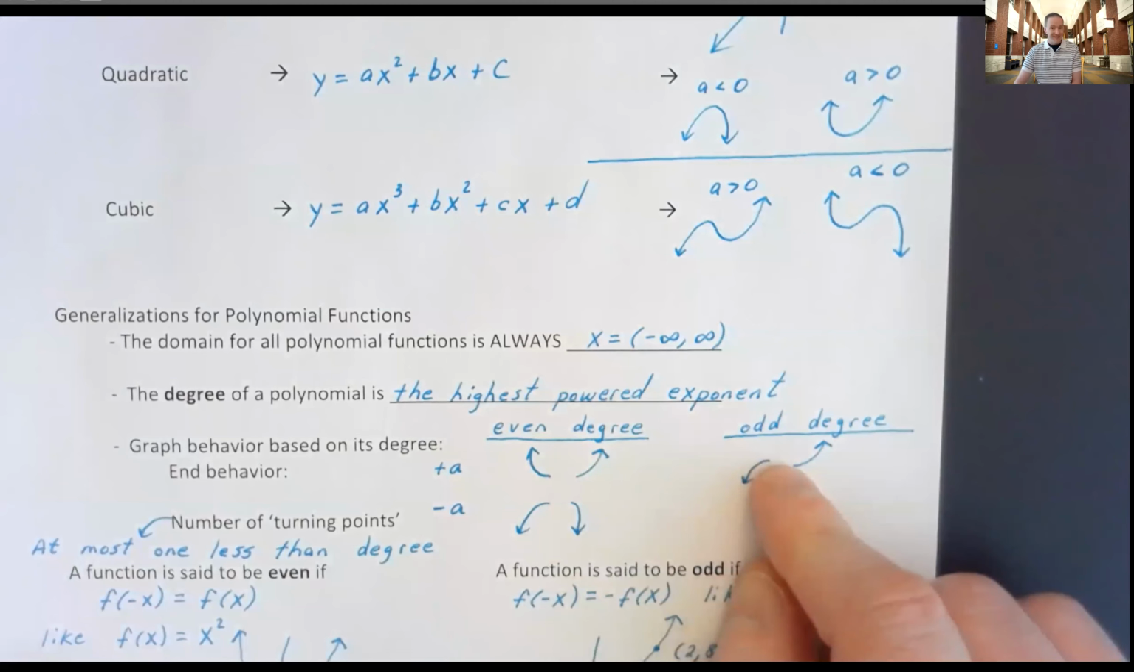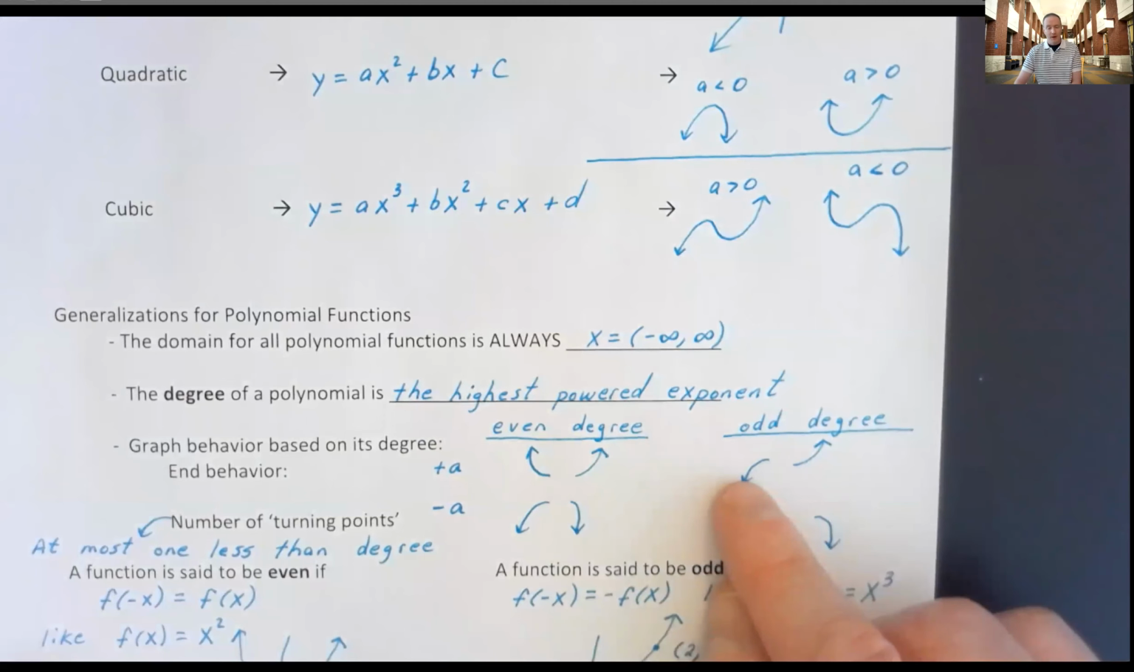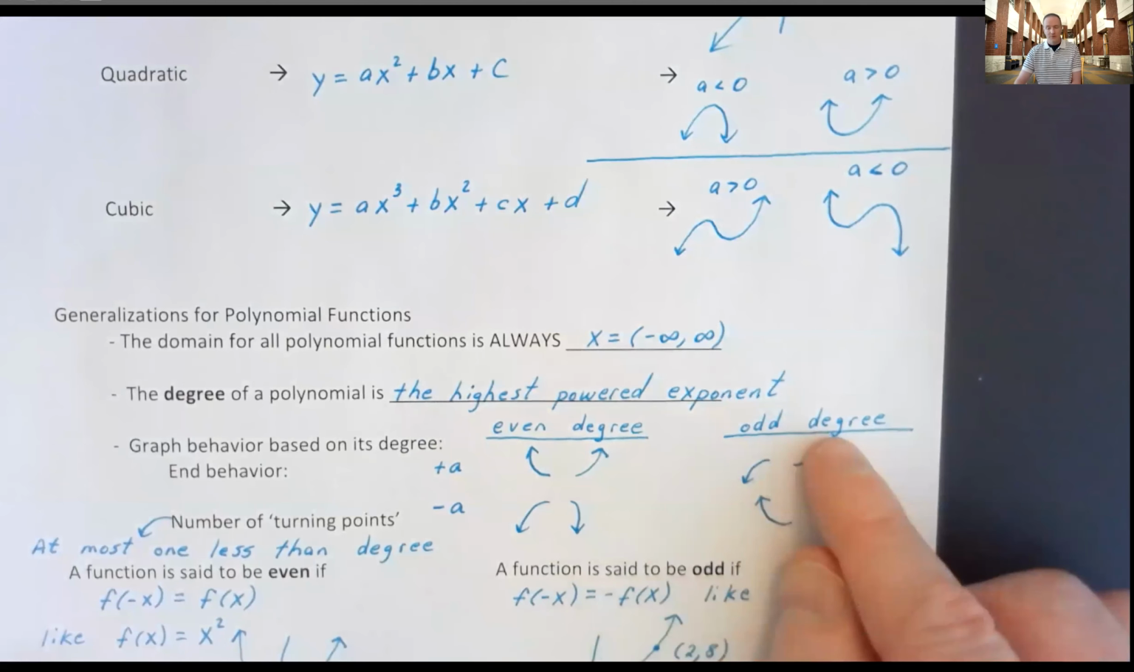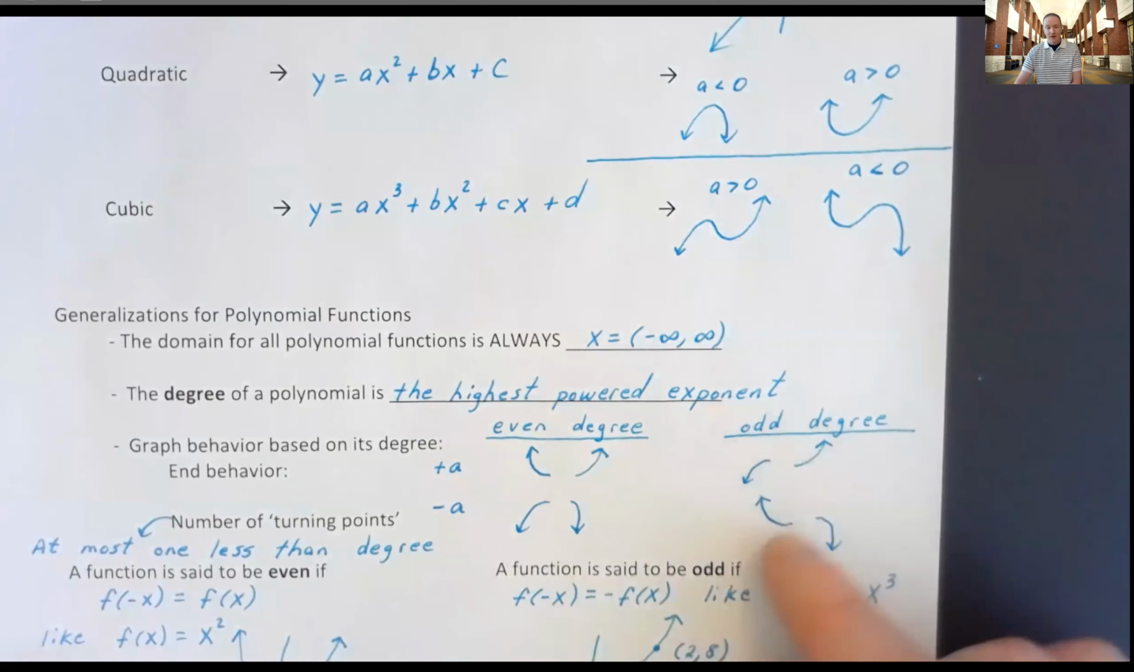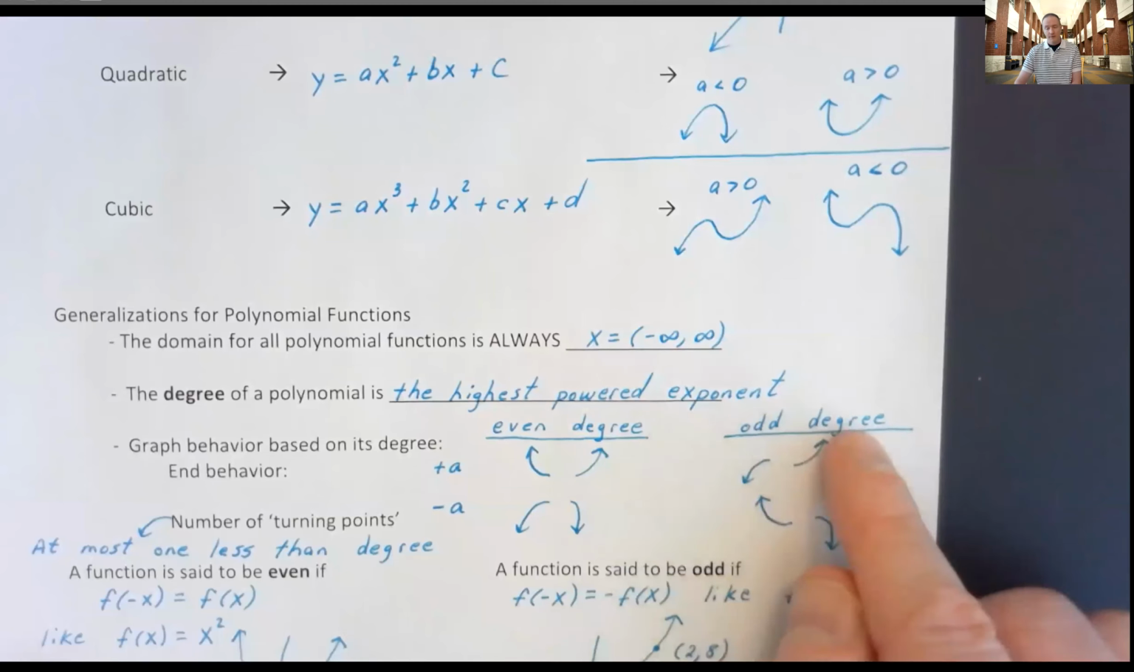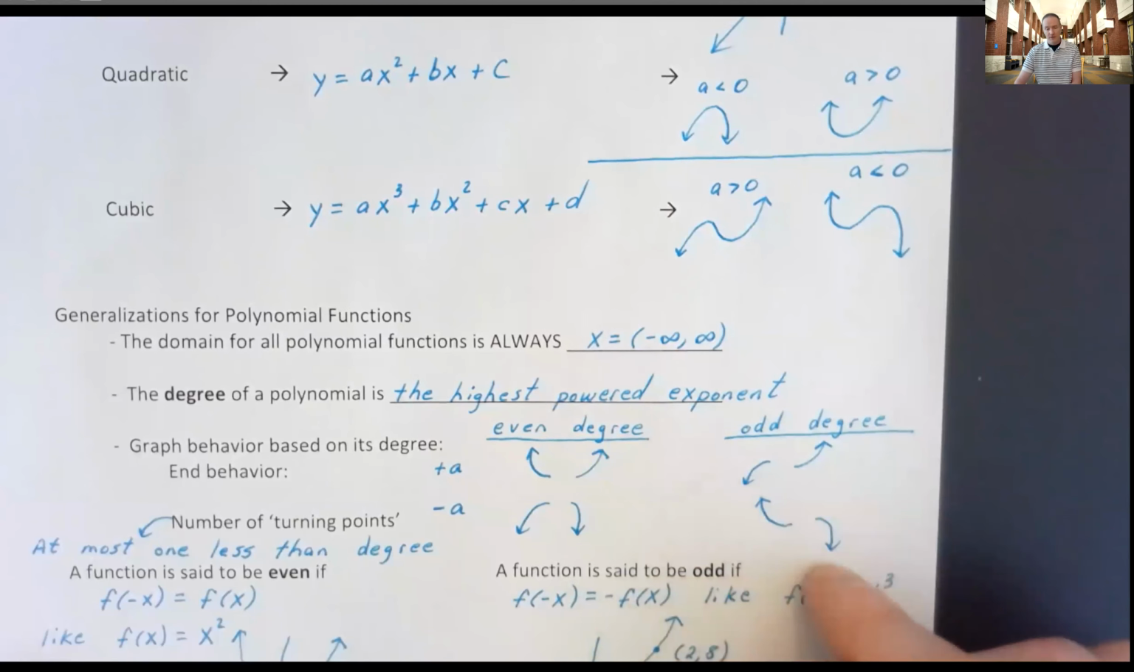But if it's any odd degree, like if this were x to the 71st power, you could have as many as 70 turning points in between there. But you know, if it's a positive x to the 71st, it's going to start low, it's going to finish high. For any negative leading coefficient in front of an odd function, it's going to start high, finish low.